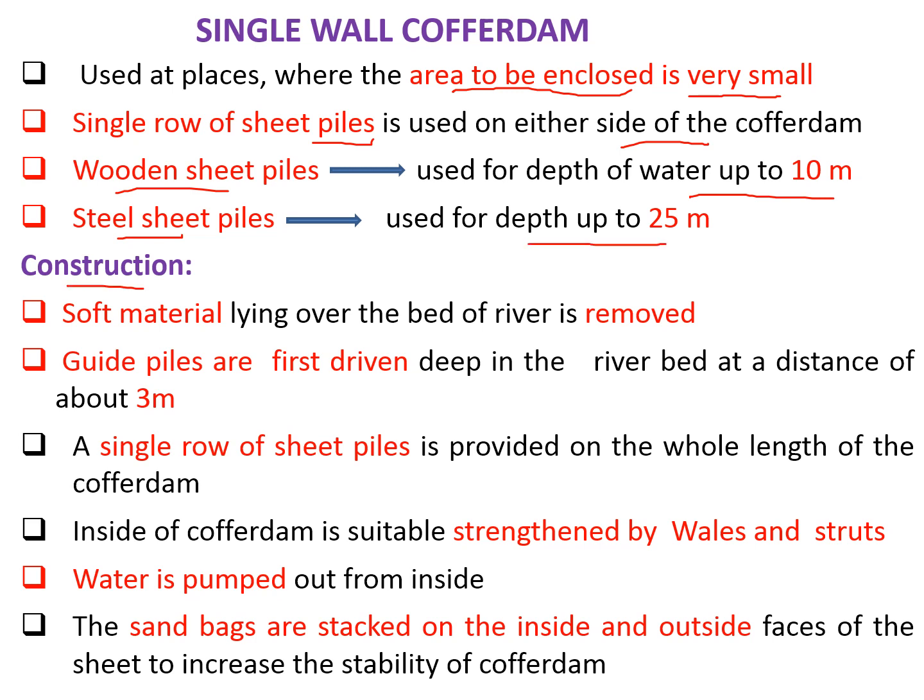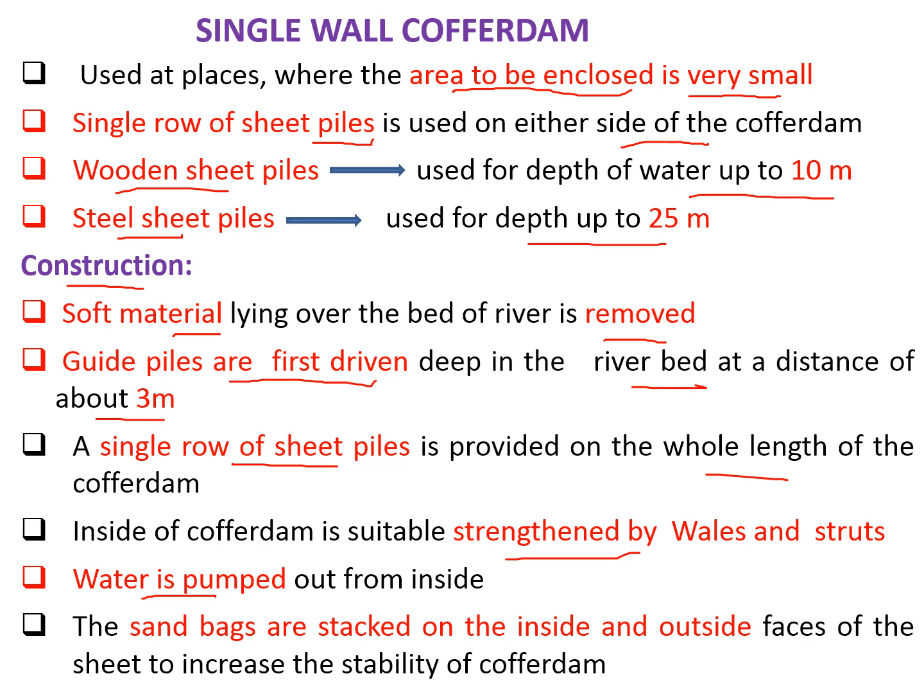So generally for the construction, soft material lying at the bed level of the river is to be first cleaned. Then guide piles are to be driven deep in the river bed at a distance of 3 meter. Then a single row of sheet pile is to be provided on the whole length of the cofferdam, and inside of the cofferdam is strengthened by wales and struts. And once the construction is done, water is pumped out, and then inside can be utilized for construction work.